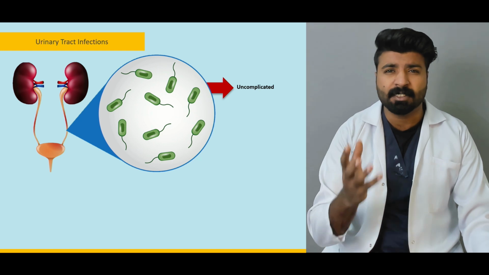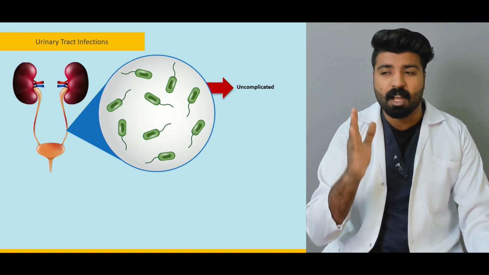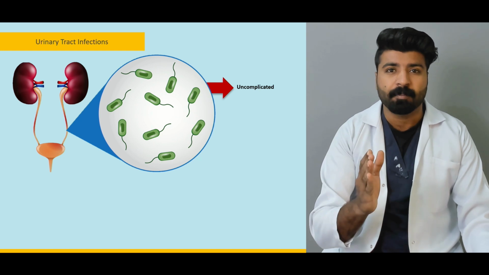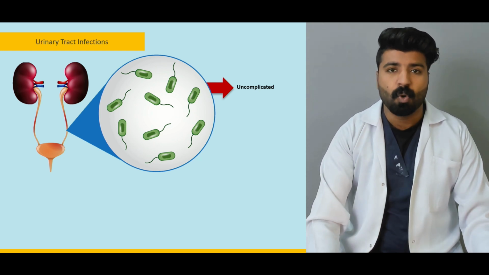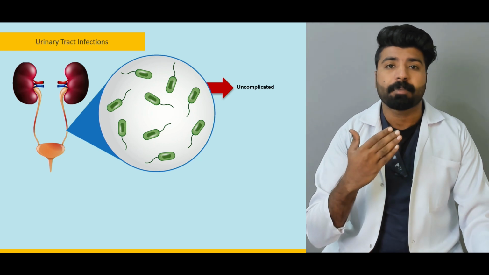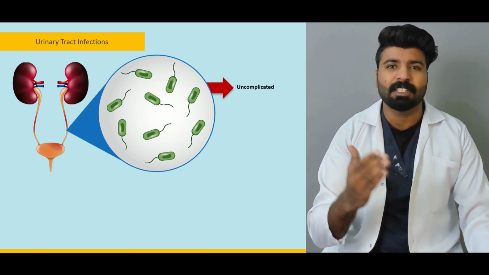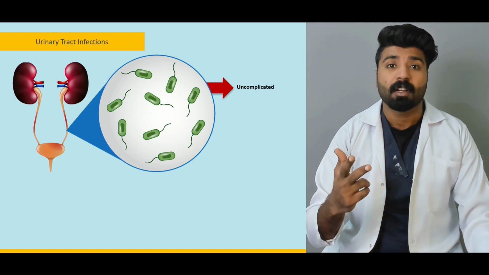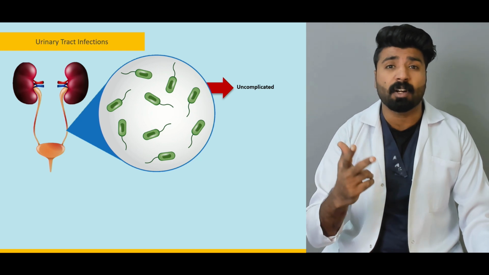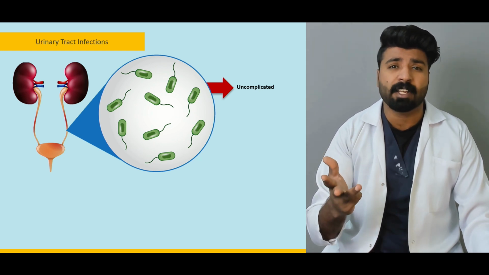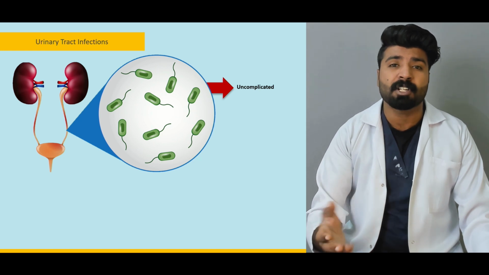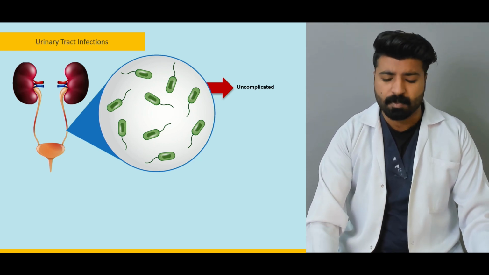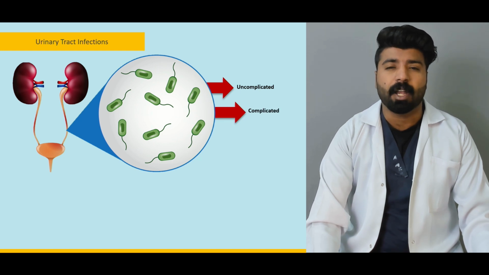Now these are the basic factors which differentiate an uncomplicated UTI from a complicated UTI. So we can call a UTI uncomplicated if all of these factors are not present. If the woman is not pregnant, if it's not a child, if it's not a diabetes mellitus patient, if it's not taking any immunosuppressive drugs, or the patient is not immunocompromised. Next, we have complicated UTI. So we can call a UTI a complicated UTI whenever these factors are present.